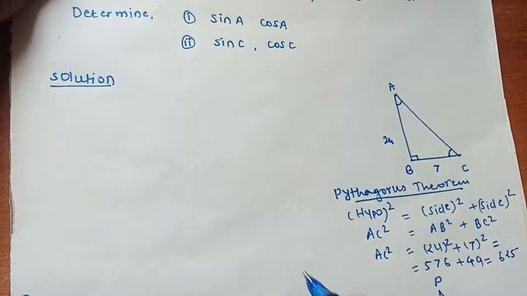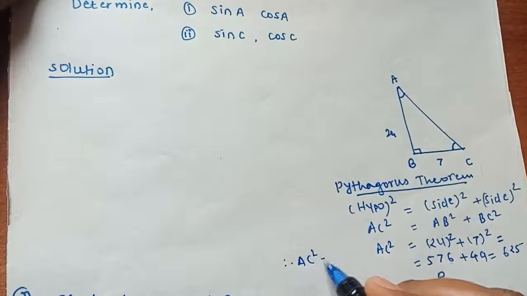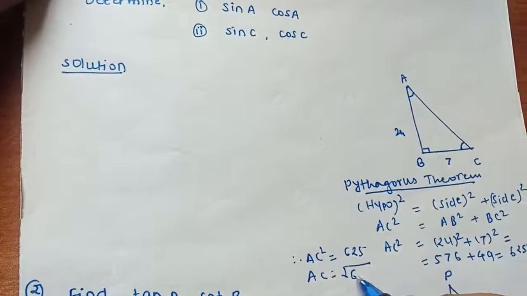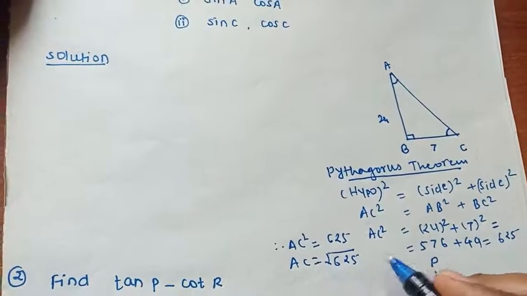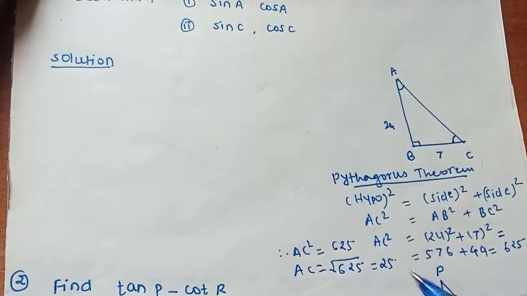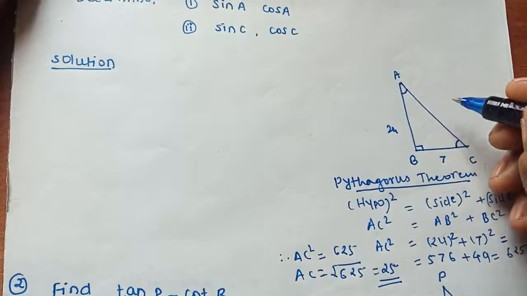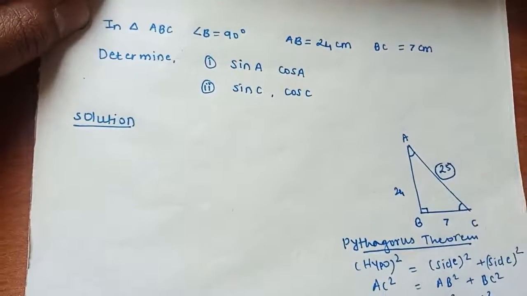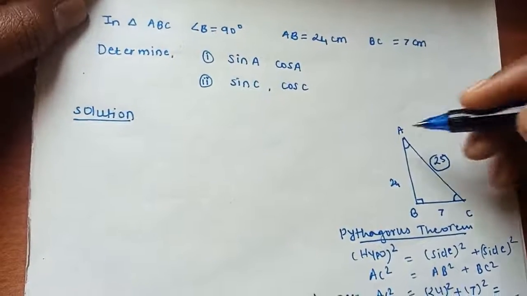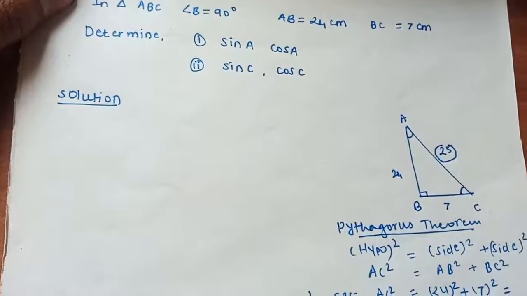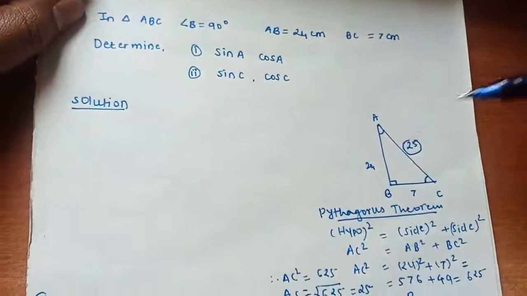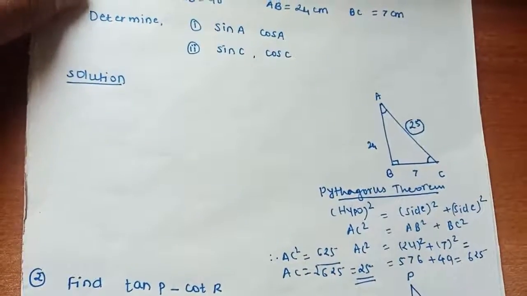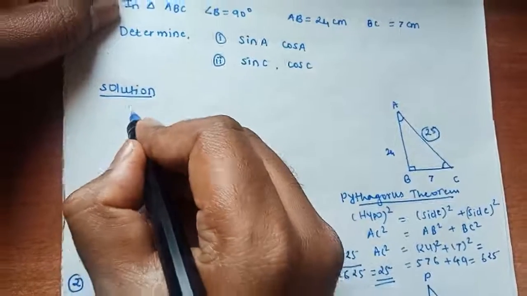So since we got AC square is equal to 625, AC is equal to square root of 625, and the square root of 625 is 25. That means I got the AC value as 25. So I'll write the 25 value here. This is the value we found. Now this 25 is the longest side of the triangle, which is called the hypotenuse. Once we found the hypotenuse, we can directly use the formulas. The first we have to find is sine A.